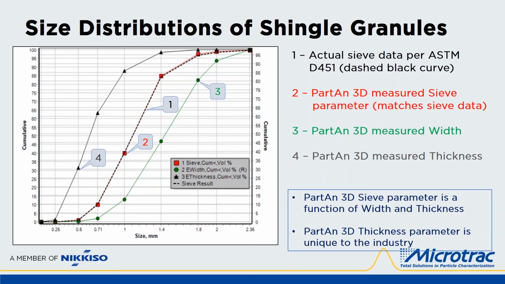Curves 3 and 4 are the measured 3D width and thickness sizes, width being coarser than and thickness finer than the calculated sieve parameter. The PartAn 3D sieve parameter is calculated as a function of the 3D width and thickness, and the PartAn 3D thickness parameter is unique to this industry.